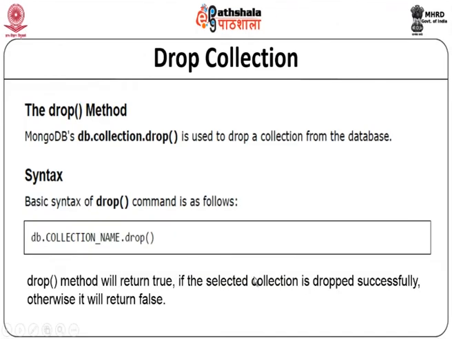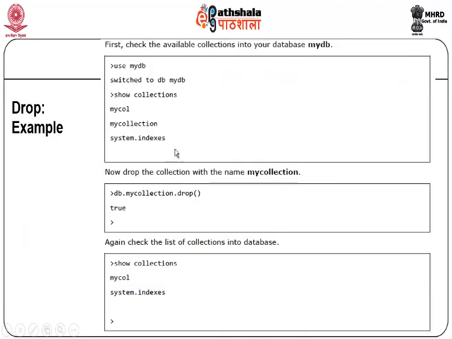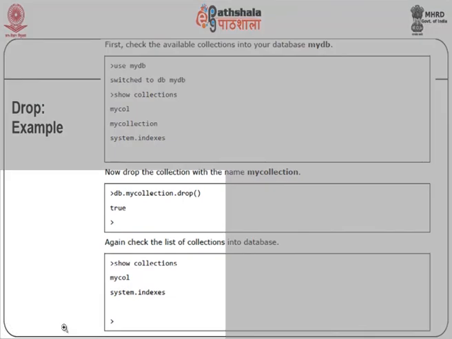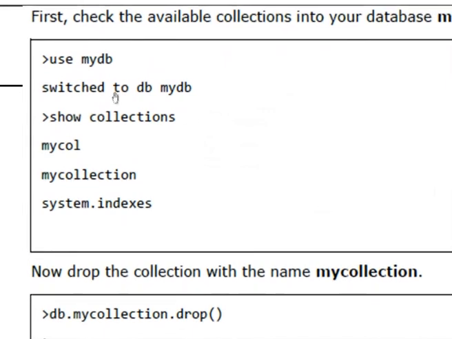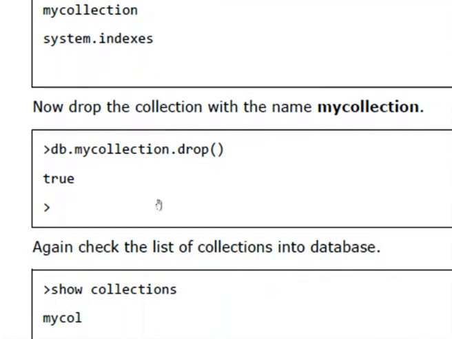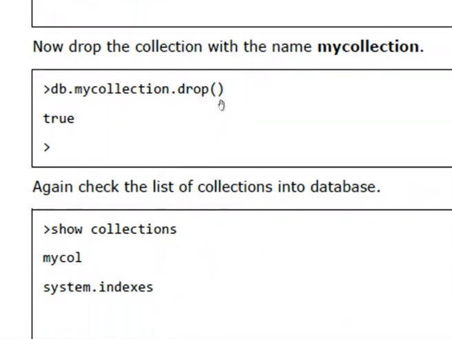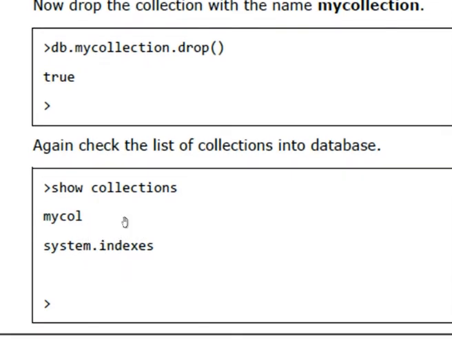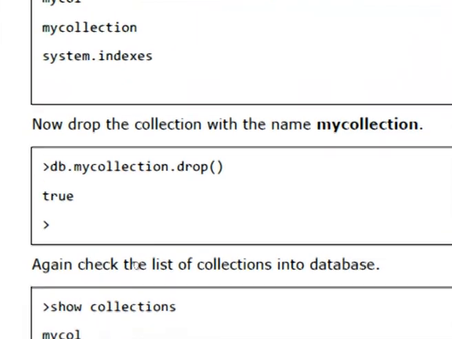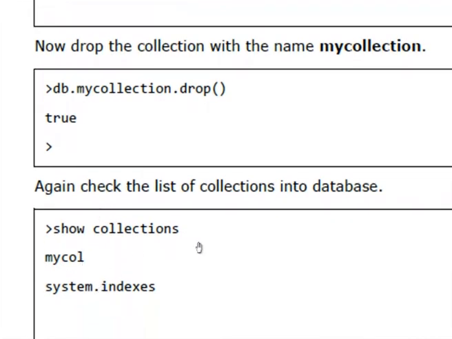The next example is for dropping a collection. Dropping a collection is done using the drop method. The syntax is db.collectionName.drop. When you execute this command, the collection that you created will be dropped. For example, you have created a collection named mycollection. Now, use the show collections method to list all collections, then type the mycollection drop command. When it is executed correctly, it will return the value true. Then when you list the collections, you will find the previously created mycollection has been dropped and only the remaining two collections will be shown here.